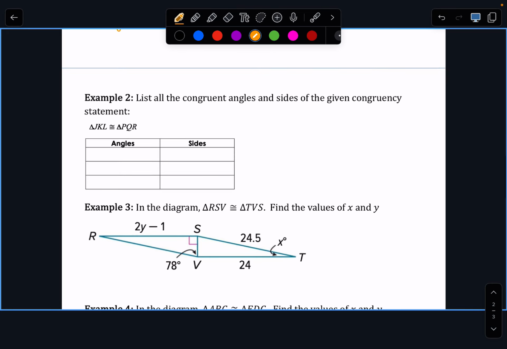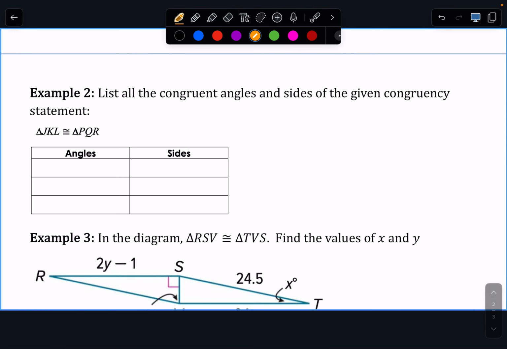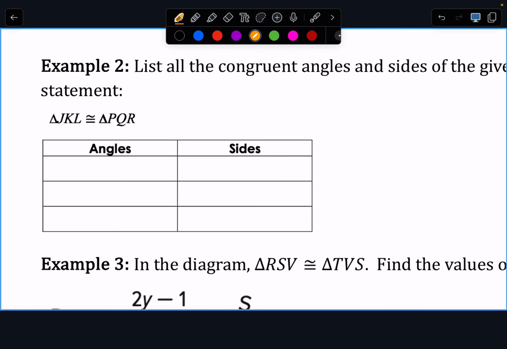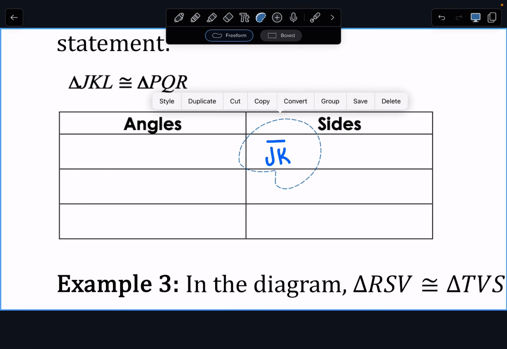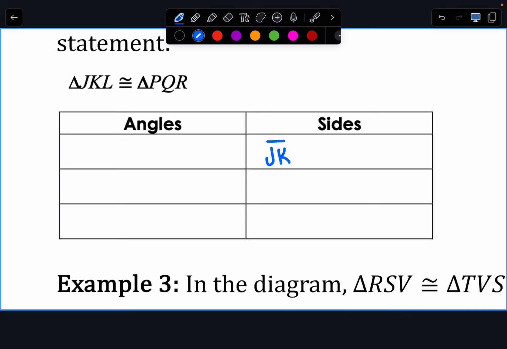On the next page, you'll notice that I have a triangle congruency statement, but there's no picture. We don't even need to draw the picture. This is what we can do. If I know JK has to be a segment, right?